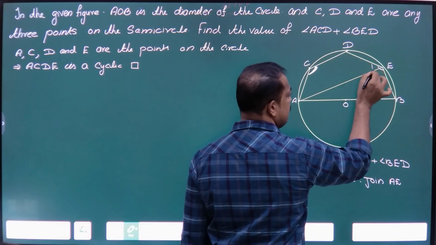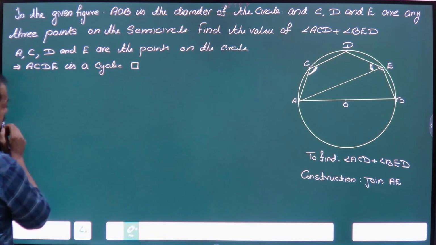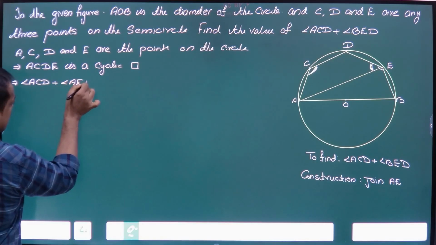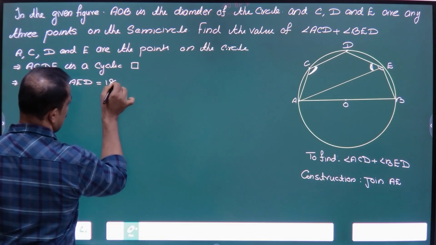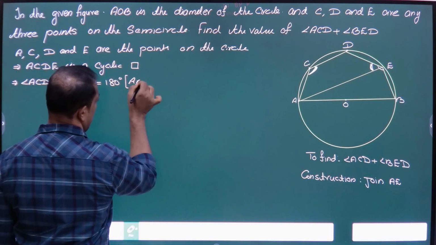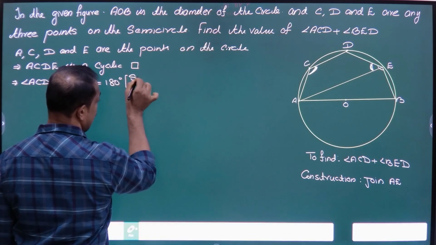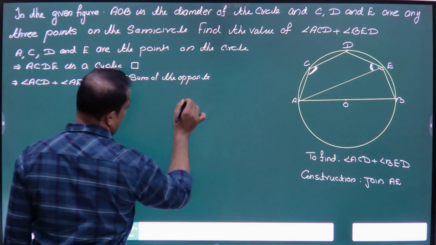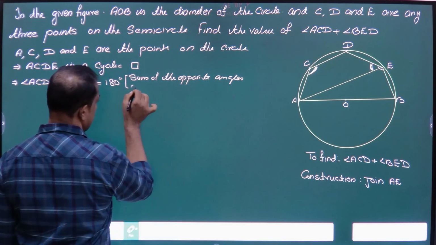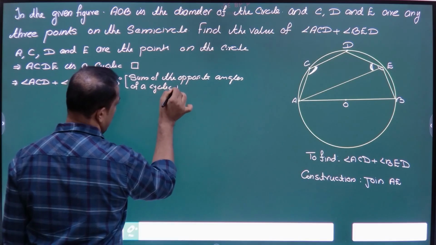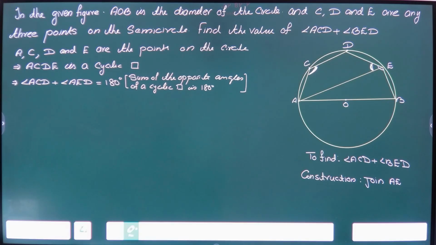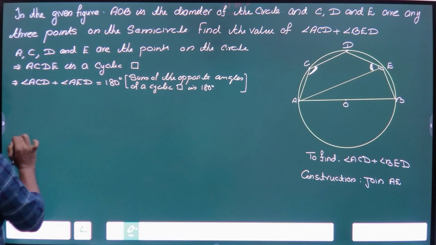Angle AED, this angle. Yes or no? Okay. So this implies angle ACD plus angle AED is equal to 180 degrees. Reason: the sum of the opposite angles of a cyclic quadrilateral is 180 degrees. This is equation 1.